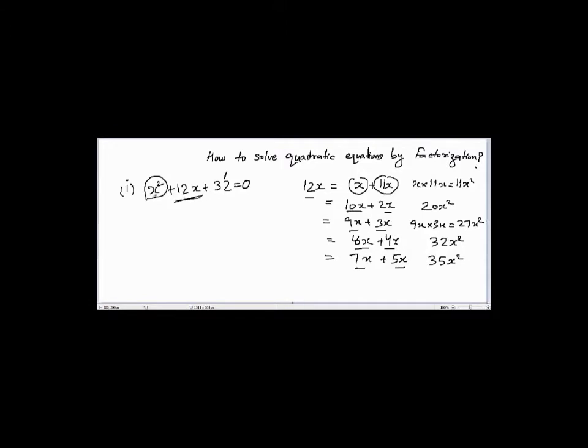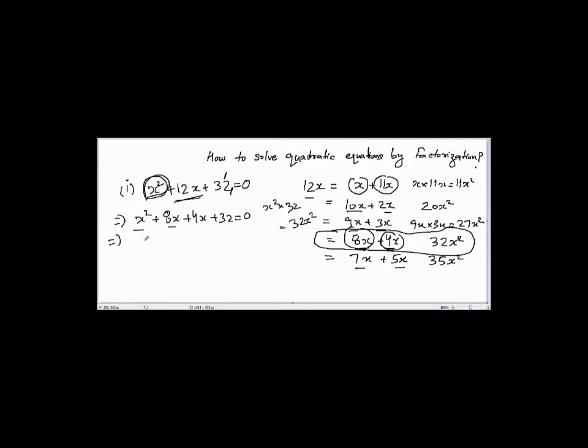Now I check the product of these two terms, this x squared and this 32. The product of x squared and 32 is also equal to 32x squared. Therefore I select this one in order to split this 12x. So I can split this 12x into 8x and 4x because the product of these two terms is equal to the product of this term and this term. So let's write 12x is equal to 8x plus 4x plus 32 equal to 0.